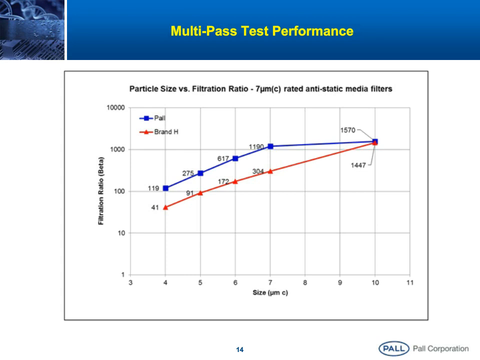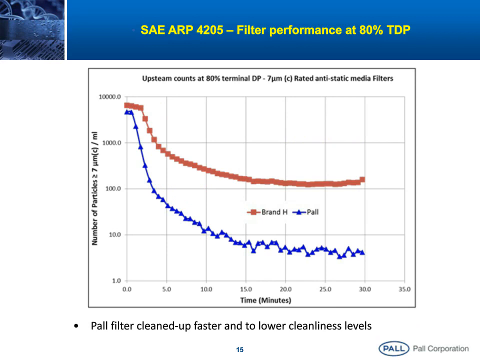Now looking at the same two filters tested per the SAE ARP 4205 method, the number of particles greater than 7 micron per ml that the two filters were able to achieve in the test circuit at the point of 80% loading was 43 times lower for the Paul filter compared to the brand H. The plot also shows a marked difference in the speed of the cleanup and the level of cleanup, as you can see from the plots.